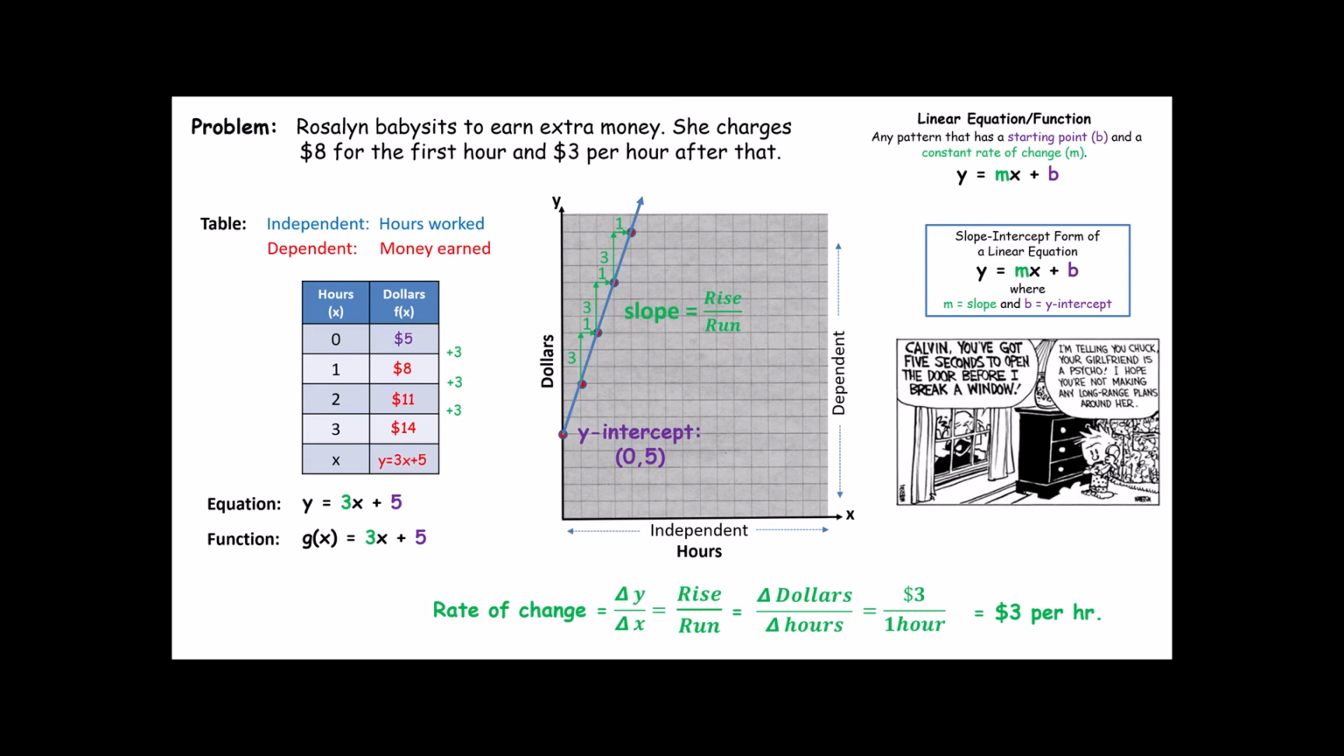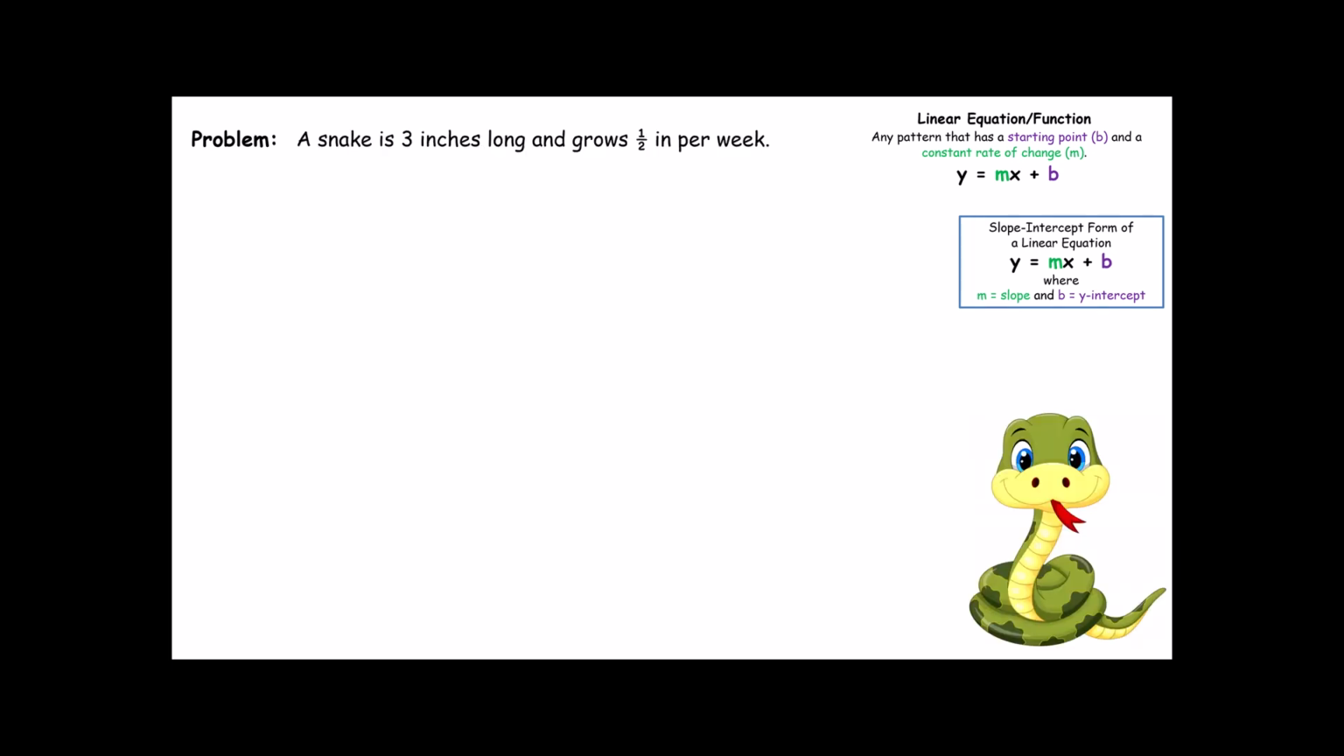Whew. That's a lot, isn't it? Tell you what, let's do another one. We're going to do this one just a little bit faster this time. Here's your story. A snake is 3 inches long and it grows ½ an inch per week. That's our first representation. That is the word problem representation of this story.